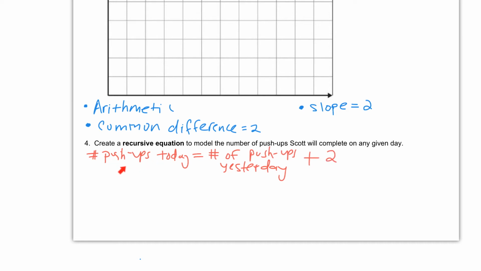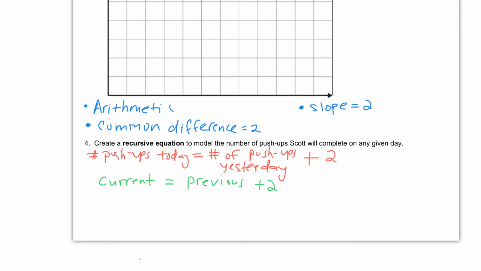So we have the number of push-ups today is what we're looking for. In order to find that using a recursive equation, we need the number of push-ups yesterday, and then we're going to add 2 to that. Another way that we wrote this in previous questions is we said we could say the current number of push-ups is equal to the previous number of push-ups plus that 2. So just another way of writing it in terms of words.